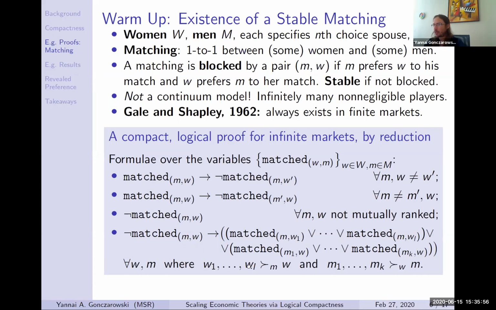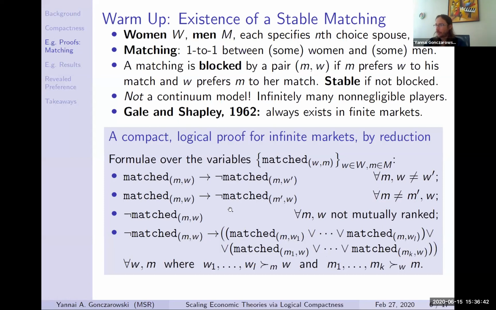So let's call them W1 to WL. Similarly, if W ranks M, then there are only finitely many men W ranks above M. Let's call them M1 through MK. And then we're going to say, if M and W are not matched, then one of the following holds. Either M is matched with W1, or W2, or W3, etc. until WL, or W is matched with M1 or with M2, etc. until MK. So if they are not matched, they're not blocking because one of them is matched to someone they prefer to the other. This is exactly stability.